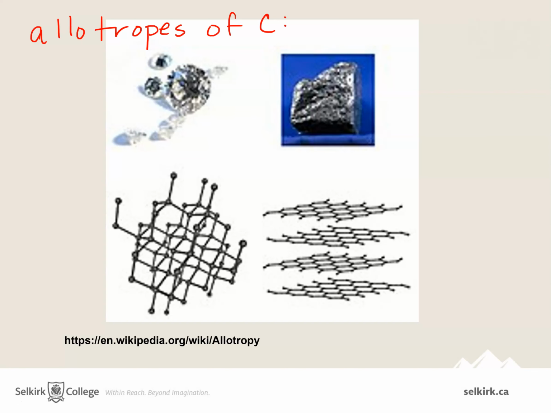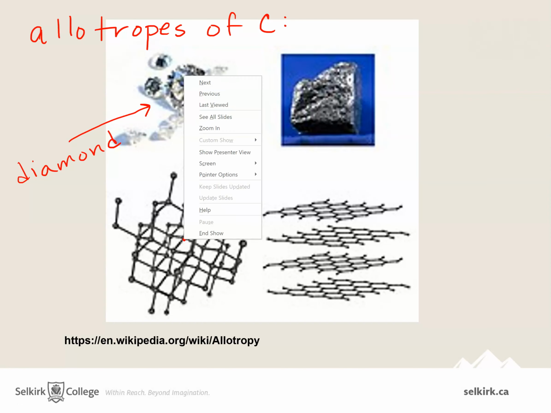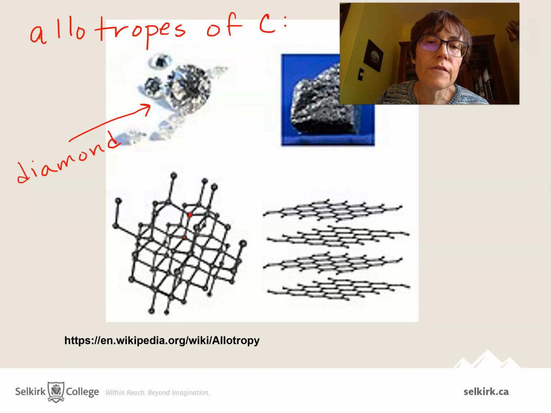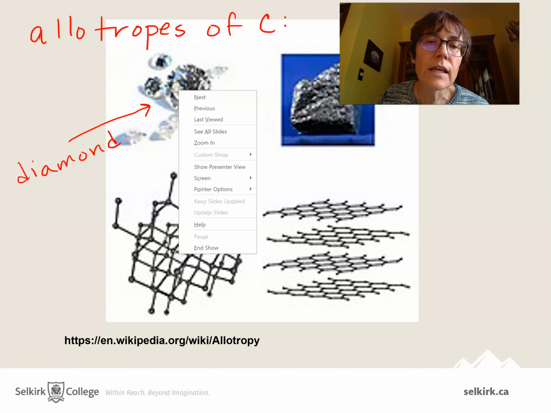The first version of carbon, elemental carbon, is a diamond in which the carbon atoms are arranged in a network. And in this picture, you can see that each carbon is attached to 4 other carbons in the network.